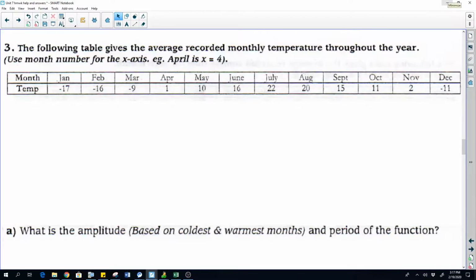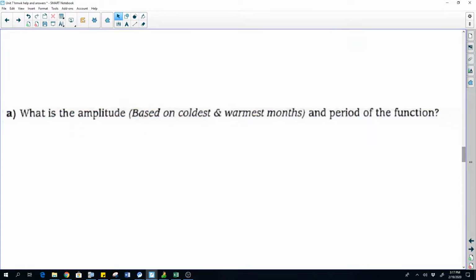Okay, so part A says, what is the amplitude and the period of the function? The period is just how many months are going on. It tells us that April is x equals 4, because it's the 4th month of the year. So we're going to go 1, 2, 3, 4, 5, 6, 7, 8, 9, 10, 11, 12. And that's how many months we have. So the period will just be 12 months.